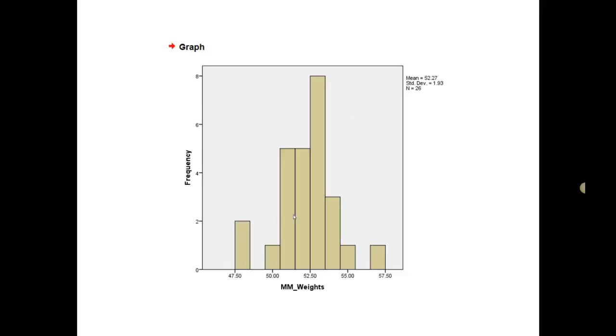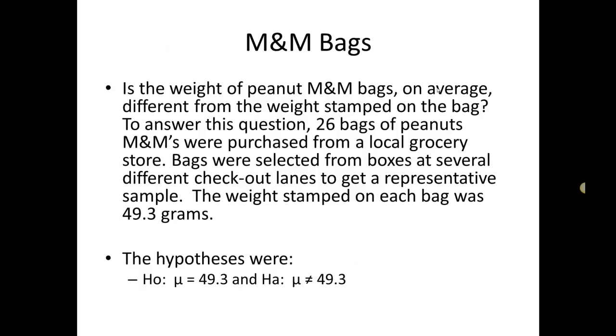In addition, I also did a histogram to look at that shape, and you can see that it does seem to have a relatively symmetric bell-shape-ish distribution. Also, my sample size was 26, not quite 30, but it's getting close there. So because my sample is roughly normally distributed, then my distribution of sample means can also be considered normal. So I've met the requirements.